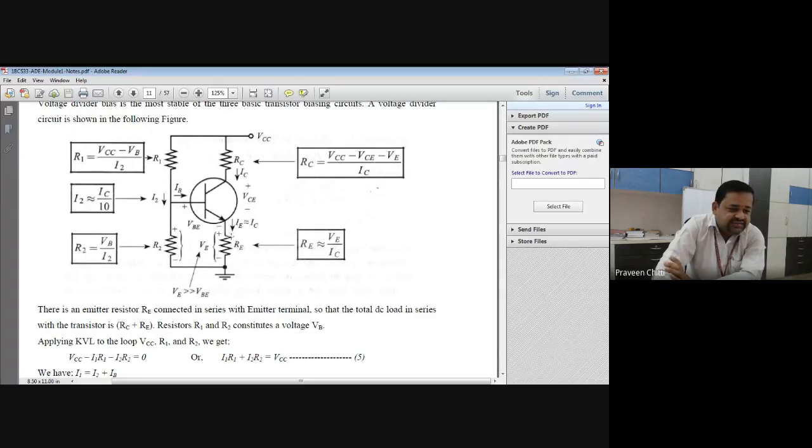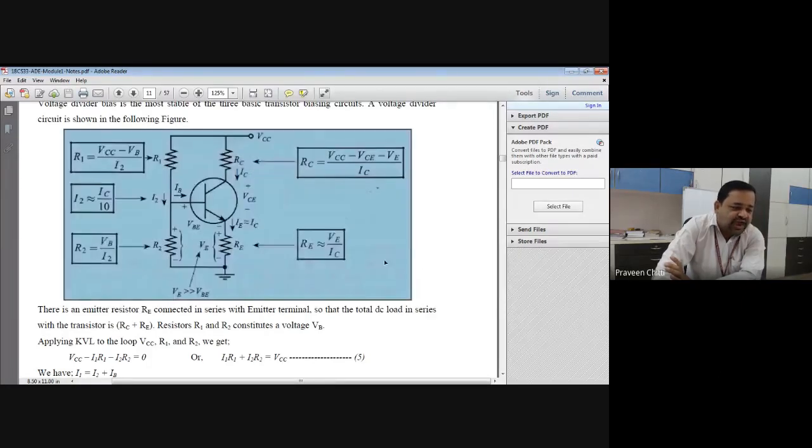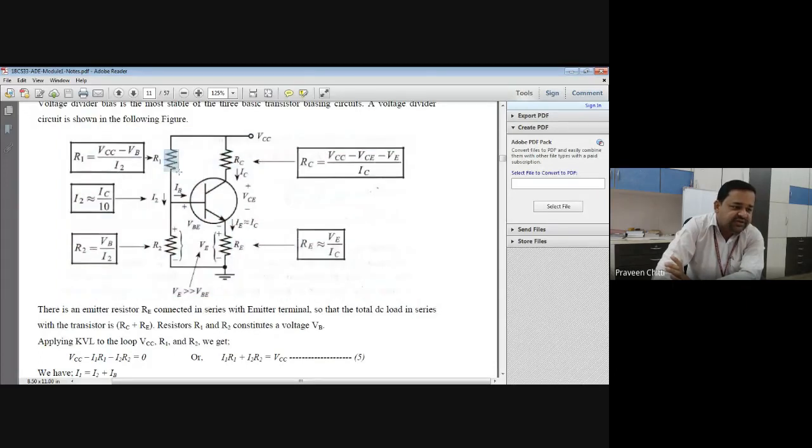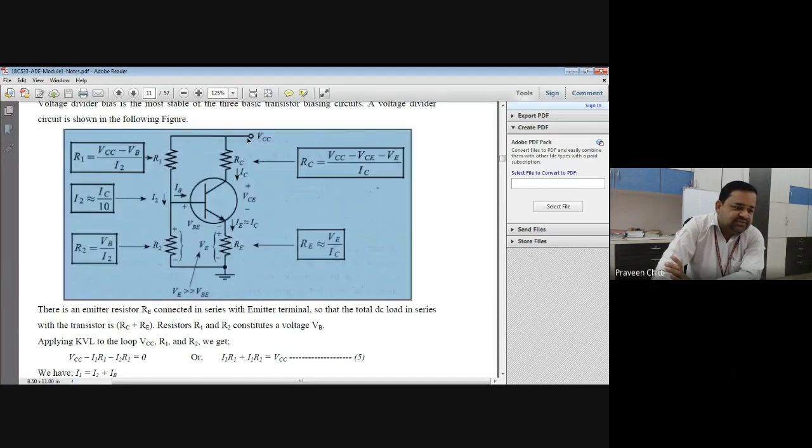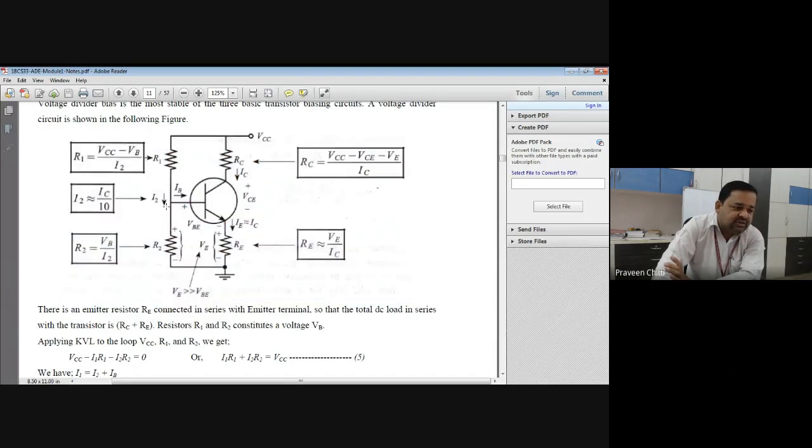And the other is the approximate analysis, where you can see the approximations are already done. Here, whatever current I2 flows, we'll assume that it is 1/10 of this current IC. That is the assumption done. When we assume that the base current I2 flowing through the resistor R2 is 1/10 of the collector current IC, then it can be shown that this resistor value R1 is given by VCC minus VB, because the voltage at this point is VCC, and the voltage at the other end of R1 is VB. So VCC minus VB by R1 gives you the current I2, or R1 will be VCC minus VB by I2.